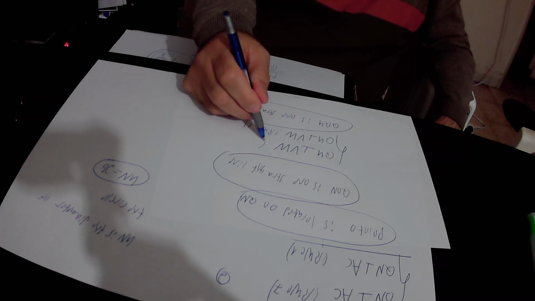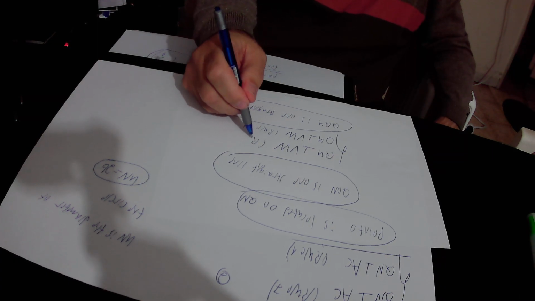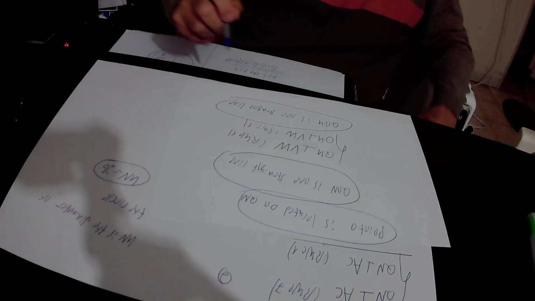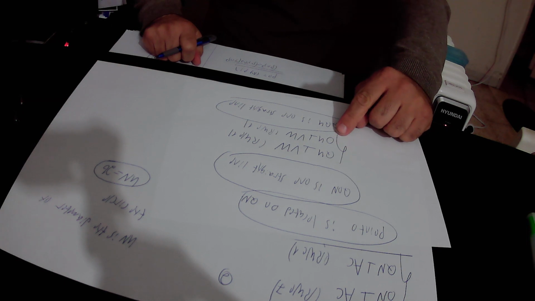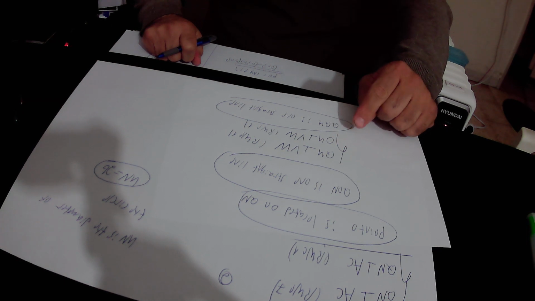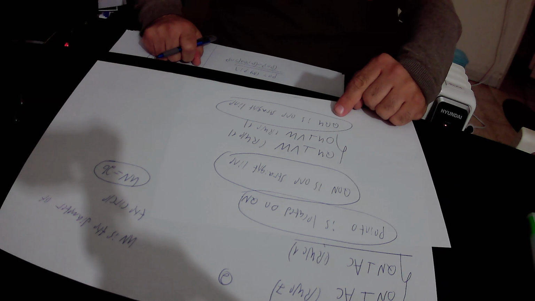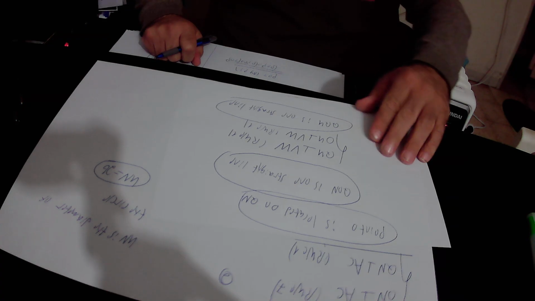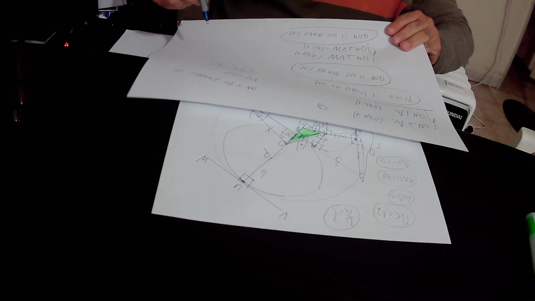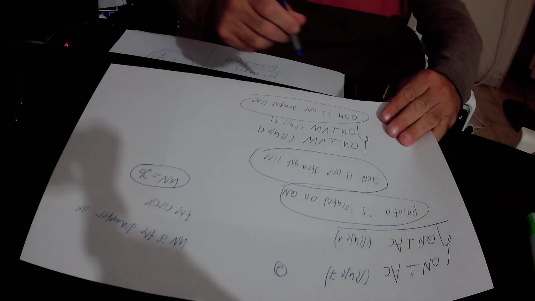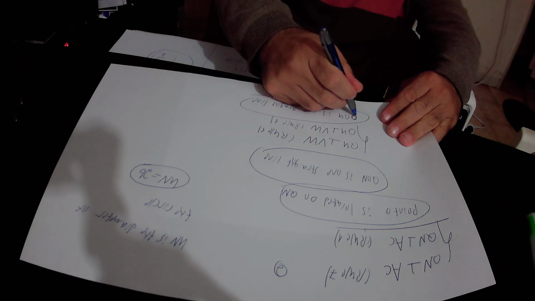and QU is also perpendicular to VW according to rule number 1 also. From these two statements, QU is perpendicular to VW and OU is perpendicular to VW, we will derive that OQU is one straight line.